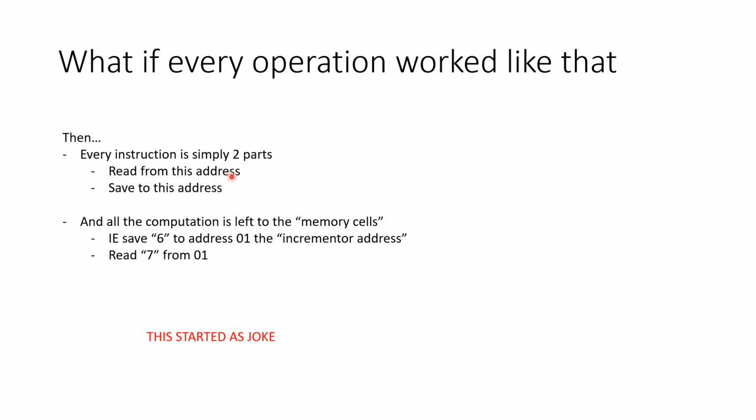So yeah, that's the thing. Every instruction is simply two small parts. You read from address A, you write to address B, and computation gets done. So here, the integer 6 might get saved to address 01, and this might have the special purpose of incrementing the value. And then when you read from 01, you get 7. I really want to emphasize, this just started as a joke that I thought in my head. I was like, that'd be pretty funny.